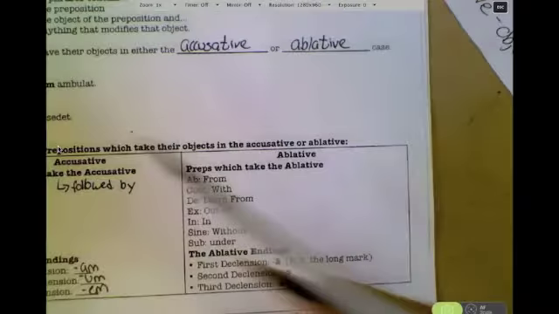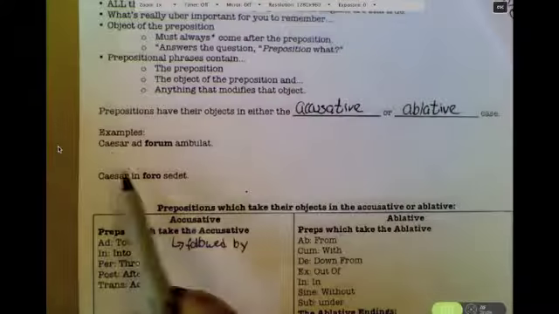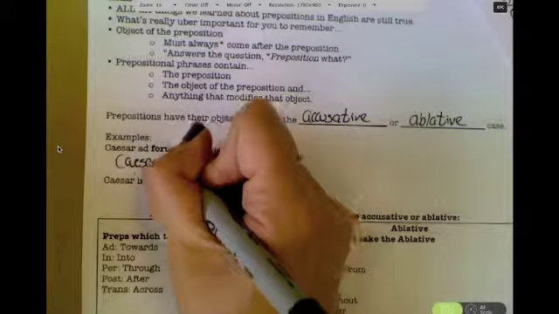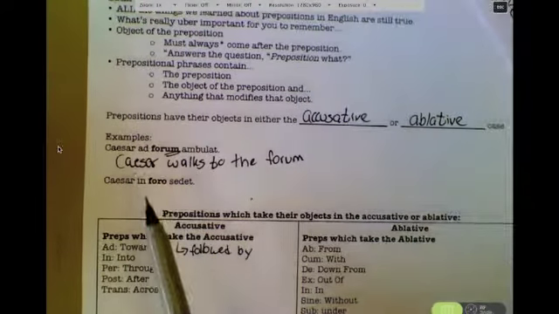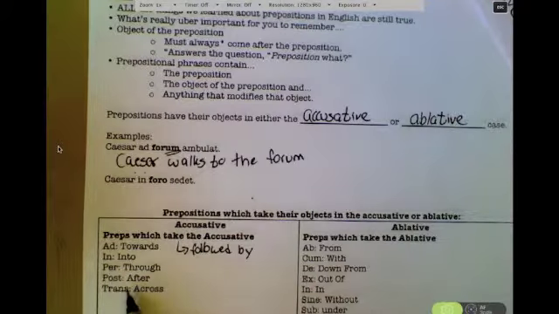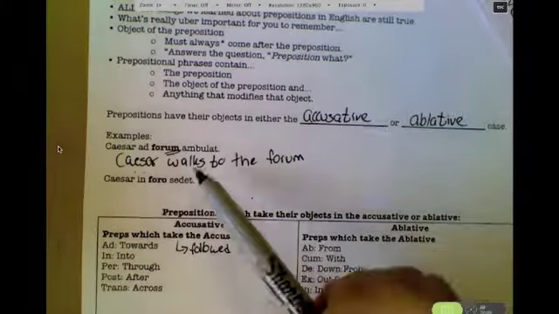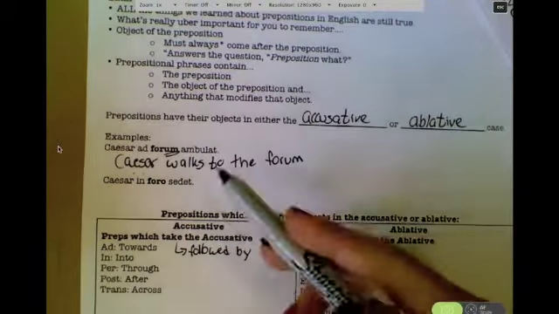So let's do this example right up here. We're going to jump up here now. Ready? So it's Caesar walks to the forum. See, forum here ends with a UM because the preposition ad is in this category right here, which means that it's got to be followed by an accusative. So whatever word you put after ad should have one of these endings. And it does. It has the UM.